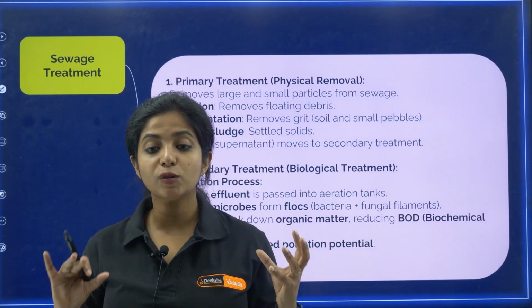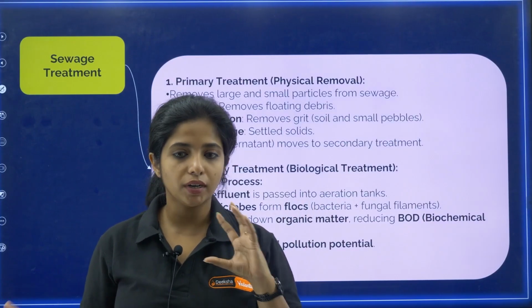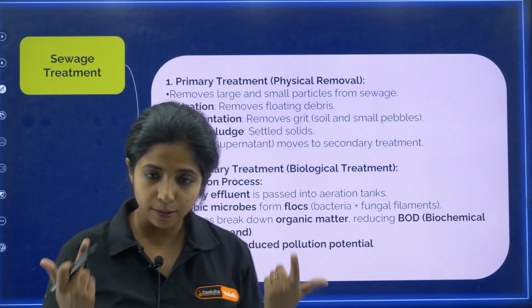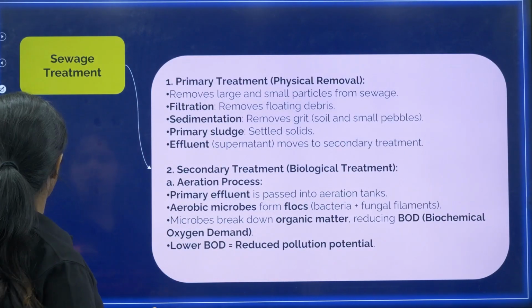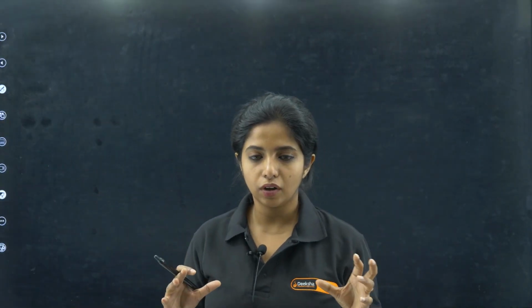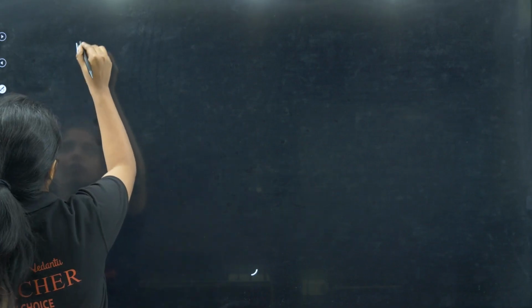Next part of this chapter is sewage treatment. Very important thing. So sewage treatment, first I'll explain it like that, and then we will read out certain things. Okay, so listen to me first. In sewage treatment, the first treatment is known as primary treatment. What do you call it? Primary treatment, my dear children.